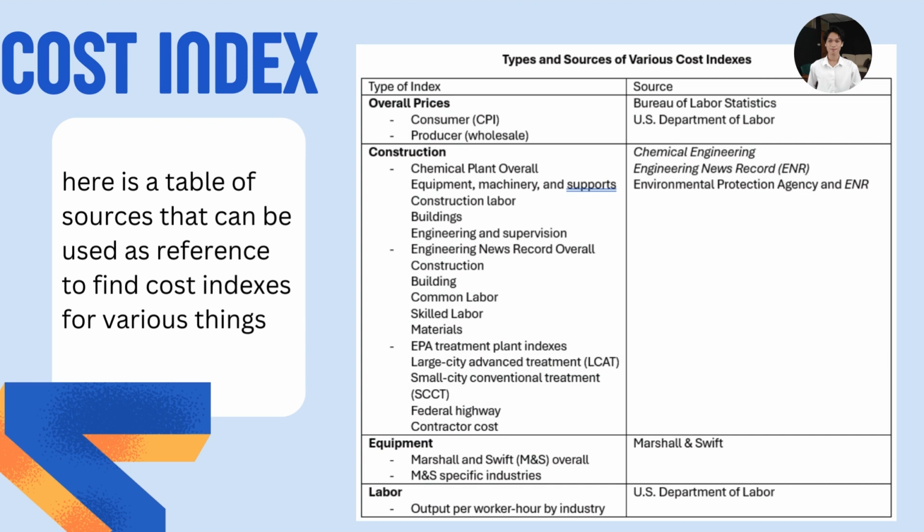Here is a table of sources that can be used as reference to find cost indexes of various things, starting from overall prices of consumer products to equipment as well as constructions of different kinds of things that are needed in a plant.